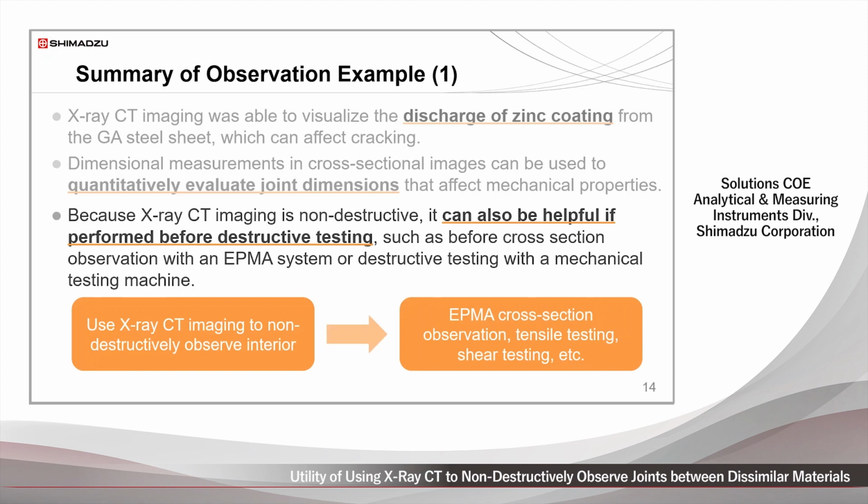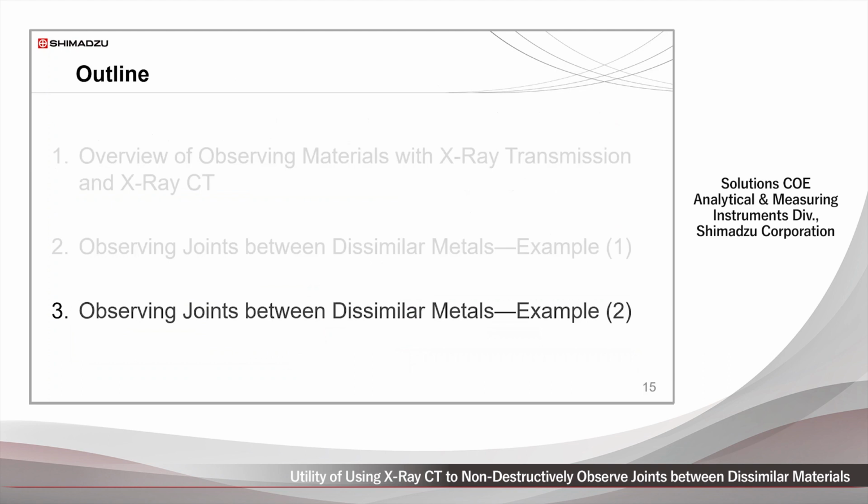X-ray CT imaging can also be used to acquire information about internal structures in order to consider differences in mechanical properties before destructive testing by mechanical testing machines. Thus, it can be useful to use CT imaging in combination with other testing equipment. So far, I've talked about the first example of observing a joint between two dissimilar metals. Next, I will describe the second example of observing a joint between dissimilar metals.